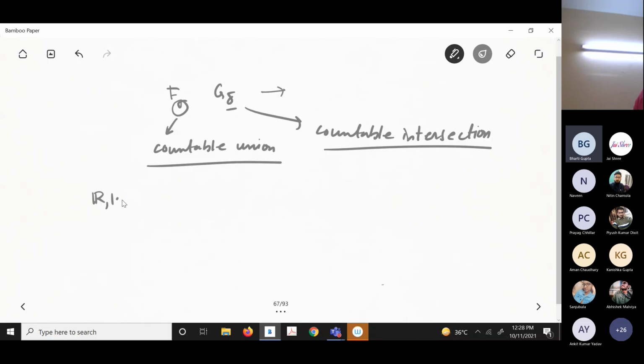Actually, when you do not mention any topology on R, and you use a topology, then it is understood you are using the topology generated by the usual distance. That topology is also called the usual topology. The usual topology on R means the topology generated by this distance, the usual distance. This is called the usual distance. Now, okay.